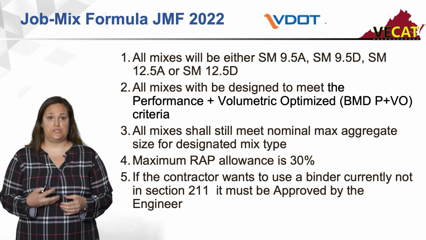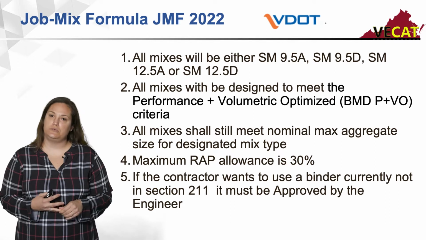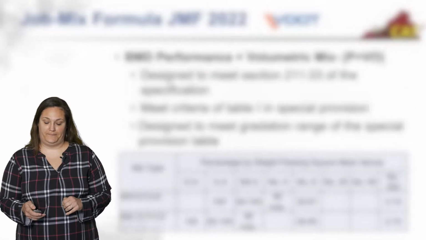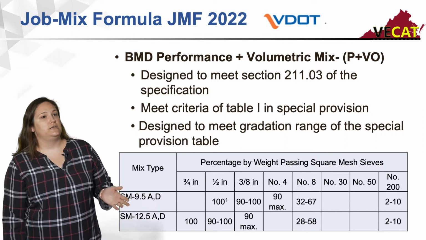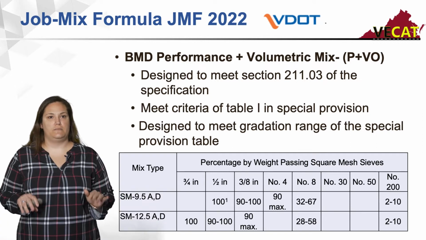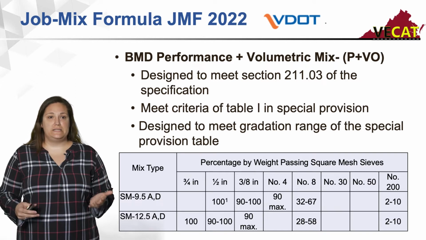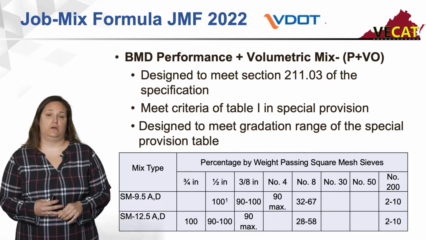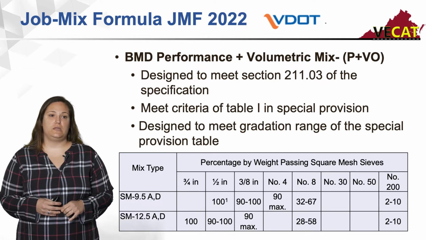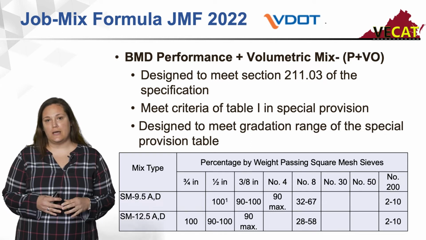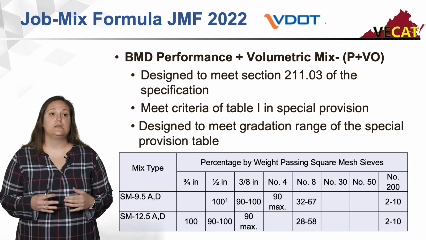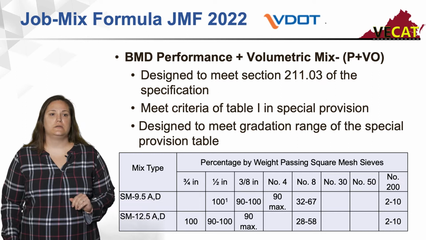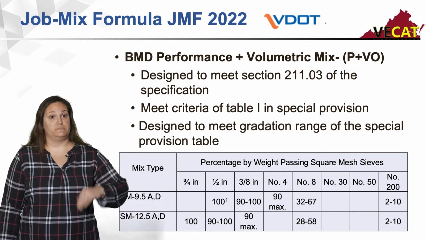If a contractor wants to use a binder that is not currently on 211, like a 58-22, it must be approved by your district engineer. So in addition, with our performance plus volumetric optimization, it will be designed to the 211 specifications and meet the criteria in Table 1 of the special provision. You can see the gradation bands have changed a little bit to help with some of your design ranges and to help get us closer to that balancing performance that we are optimally going for.